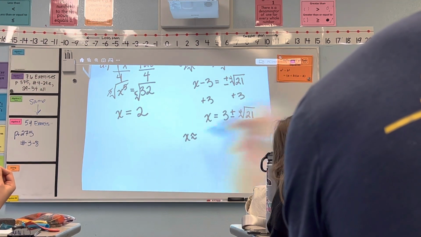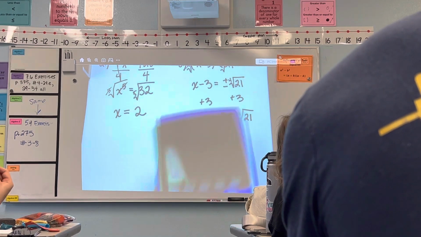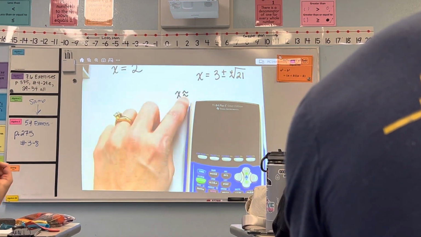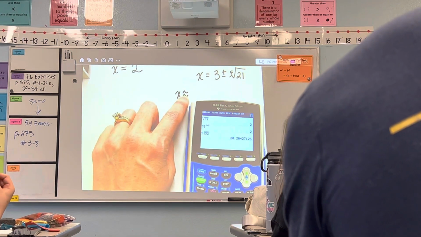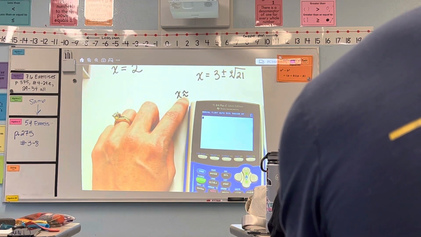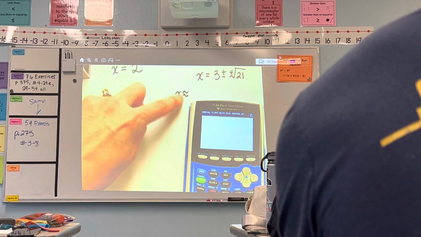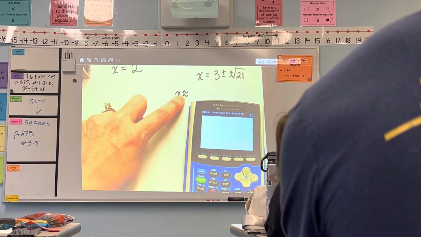So we say x is about, and this is where we would use our calculator. Why does it look like that? The squiggle? Because we're going to have to round this, and that's what you use for approximately. This equals exactly this. We're going to have to round this, so this means it kind of equals.